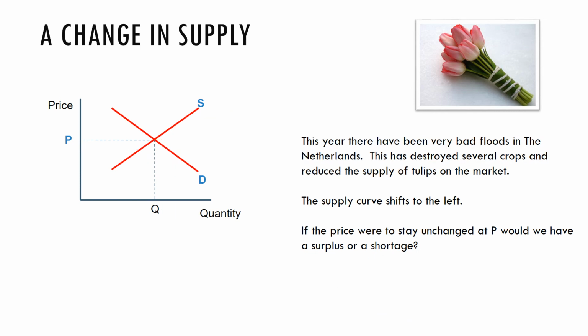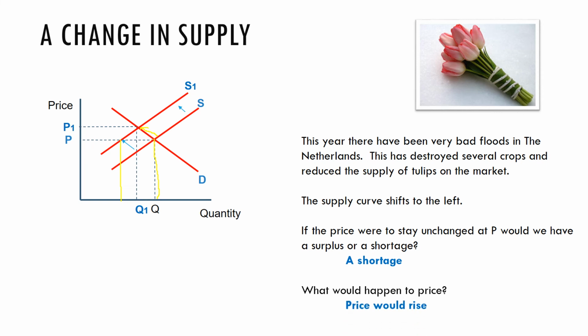Let's have a look at a different scenario. This year there have been very bad floods in the Netherlands, which destroyed several crops and reduced the supply. So what impact would this have? Well, this would be a reduction in supply. Now, at a market price of P, only this much can be supplied and this much Q is being demanded. So here we have a situation of excess demand. What would we expect to happen? Well, we would expect the price to move towards a new equilibrium at P1. So the price should rise to P1 and the quantity bought and sold in the market will both be the same, Q1. Our market again is in equilibrium, it's stable.